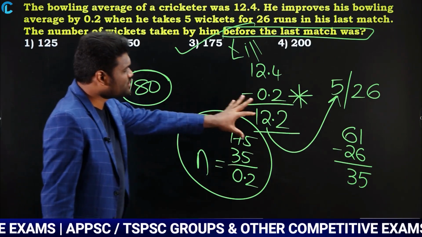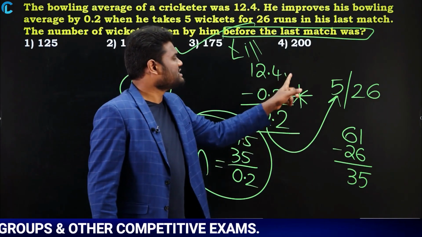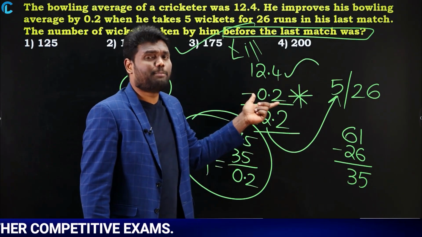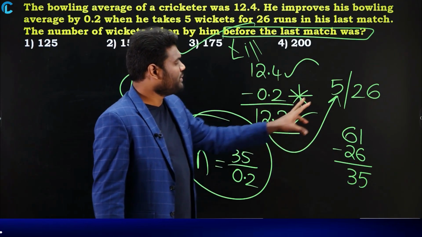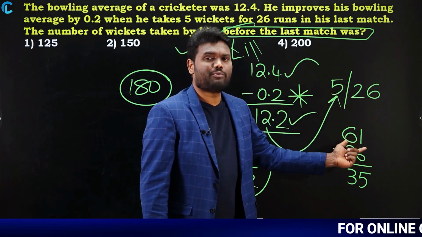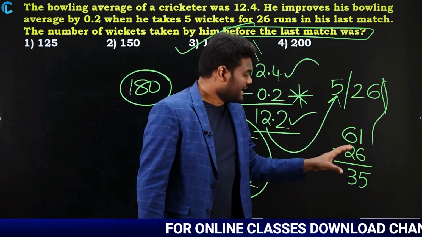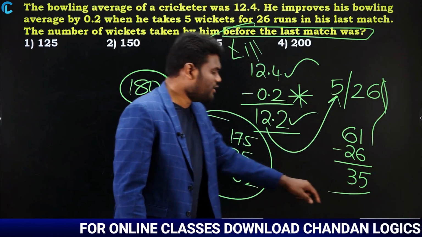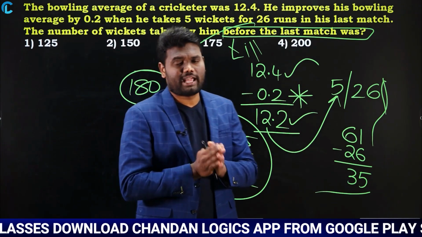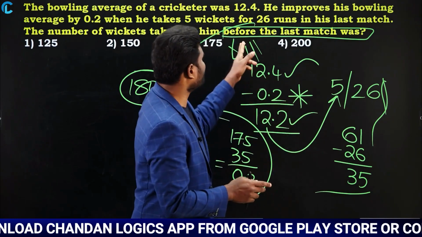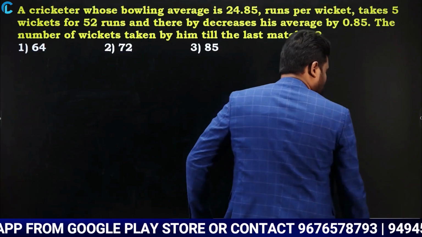Okay. This is how you can solve whenever you have questions based upon bowling average. Just simple. Observe here carefully. This is the initial average. This is the improved average. So 12.4 minus 0.2 is 12.2. Now this 12.2 should be multiplied with the number of wickets. Whatever resultant value you get, from this you need to subtract the number of runs. Now this resultant value should be divided by the change in average. When you divide that, automatically you get the number of wickets taken by them before the last match. If you need till the last match, then you need to add the extra wickets. Okay. Let us look at the next one.